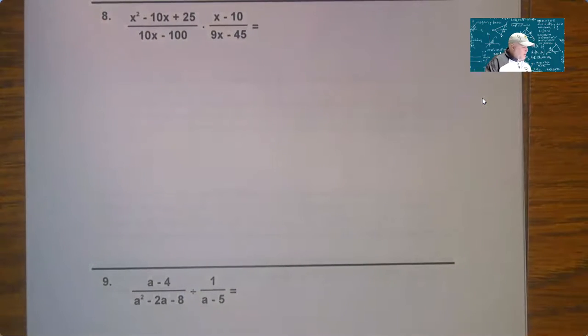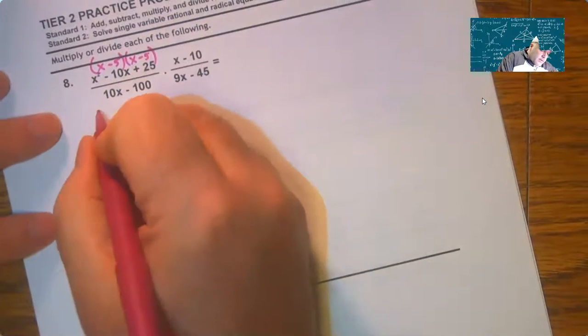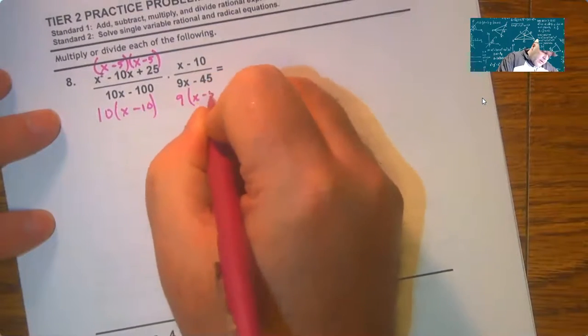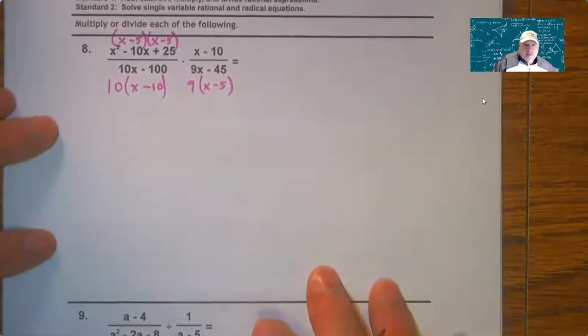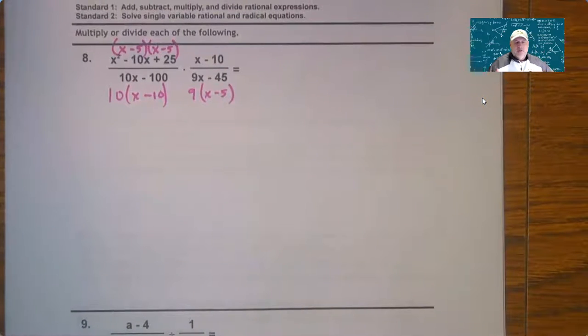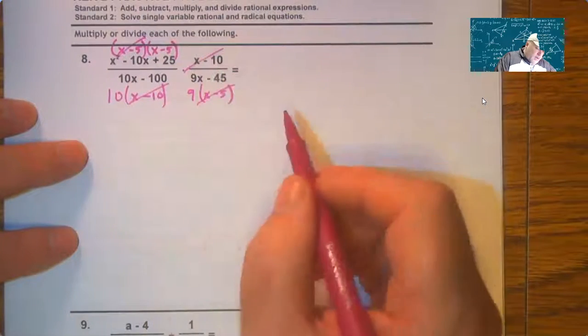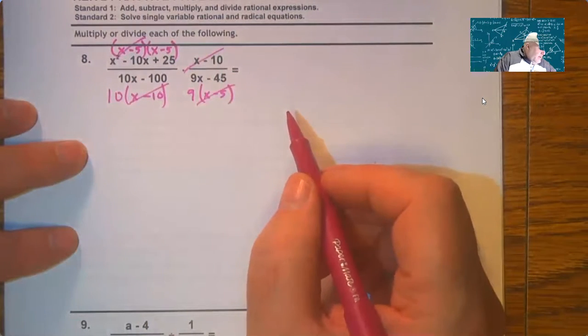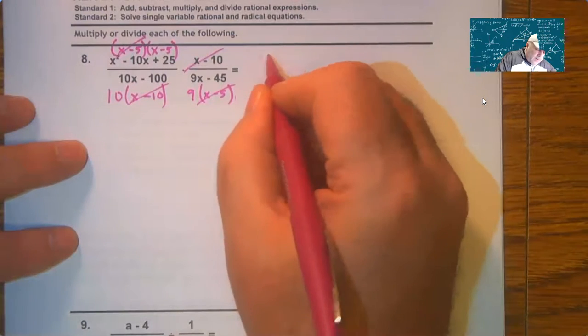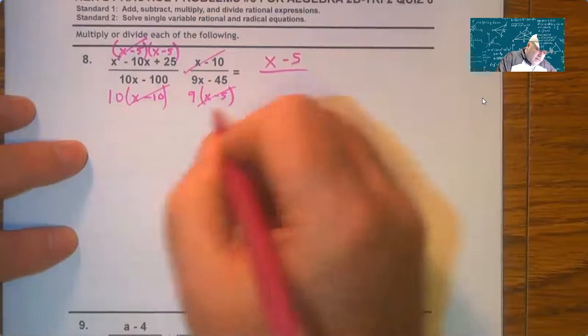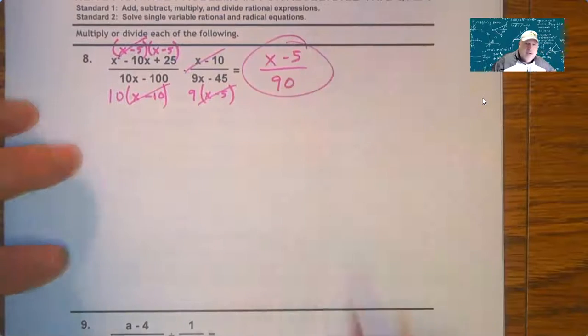So again, we want to factor everything. Every single one of these, there should be a kind of factoring that you're doing. So 10 will come out here. 9 will come out here. And that's it. So the x minus 10, there's no common factor. So the linear terms, you have to check for a common factor. And now you're just going to go through one by one and cancel. And that's going to be it. So we have an x minus 5 in the top, and then a 10 times 9 in the bottom, 90.